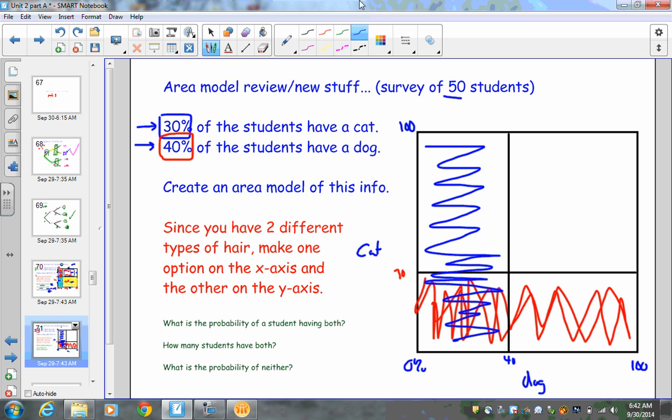So from here, what I'm going to do is in green ink, I'm going to go ahead and write all my dimensions down. From here to here, this is 30, which would make this 70. This right here is 40, which would make this 60. Okay, so from this, make your calculations. You know that your overall value of this square is going to be 10,000, because that's what 100 times 100 is.